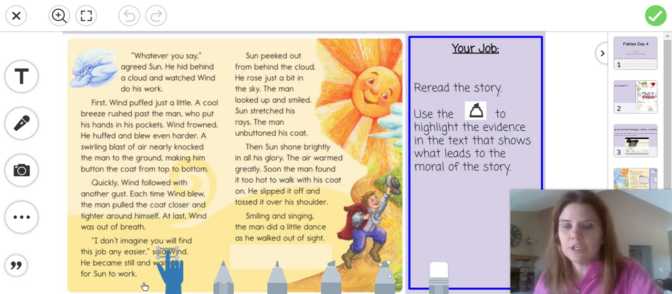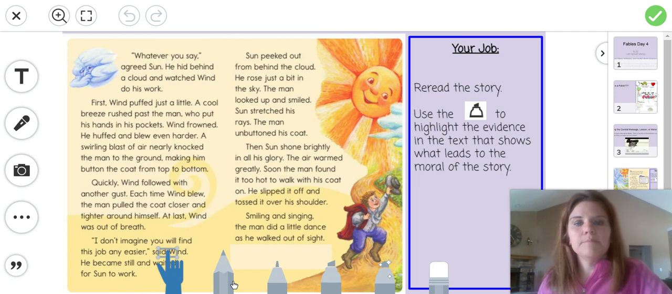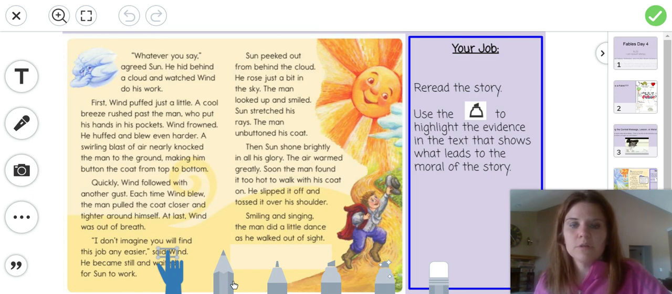"I don't imagine you will find this job any easier," said Wind. He became still and waited for Sun to work. Sun peeked out from behind the cloud. He rose just a bit in the sky. The man looked up and smiled. Sun stretched his rays. The man unbuttoned his coat. Then Sun shone brightly in all his glory. The air warmed greatly. Soon the man found it too hot to walk with his coat on. He slipped it off and tossed it over his shoulder. Smiling and singing, the man did a little dance as he walked out of sight.